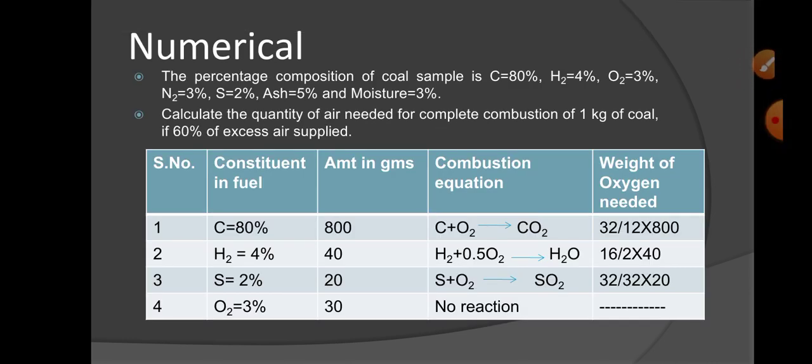So let us solve one numerical. Suppose this is the question. The percentage composition of a coal sample is carbon 80%, hydrogen 4%, oxygen 3%, nitrogen 3%, sulfur 2%, ash 5%, and moisture 3%. As we know, before doing the calculation, we should consider some guidelines.